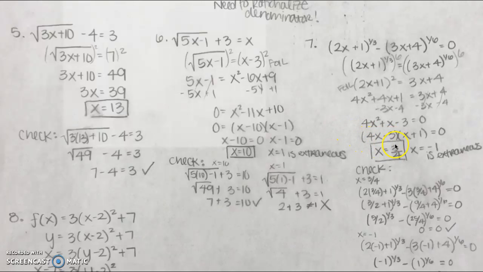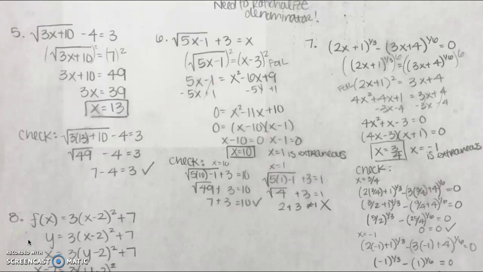And once you get these factors, set them equal to 0. So you have 4x minus 3 equals 0, x plus 1 equals 0. I didn't show that step, but you set each of those equal to 0 and then solve for x. And then you get these two values. Remember, it's also really important to plug these values back in to see if they're extraneous or not.